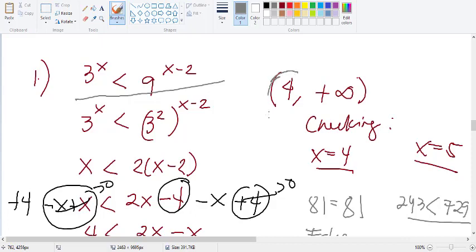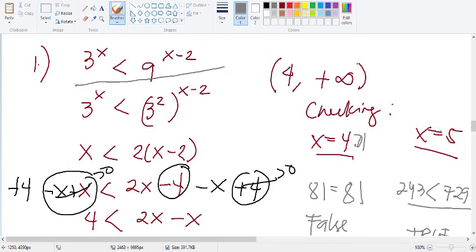Remember, guys, if it is an open parenthesis, it does not mean that the value 4 is included. It's just that it starts there. So, meaning, if it is 4.1, or 4.01, it belongs to the solution set. Try it, guys. Okay, I'll try it now. 3 to the power of 4.01 is 81.89.